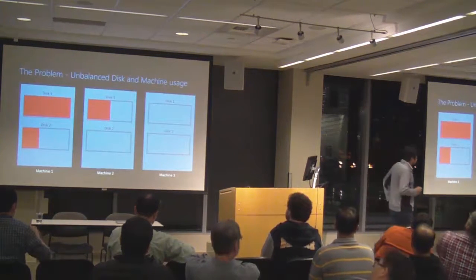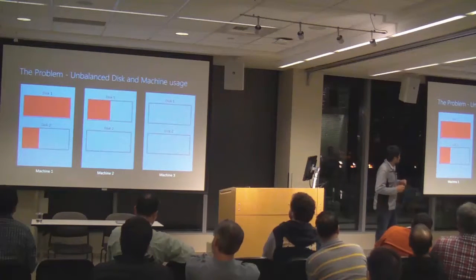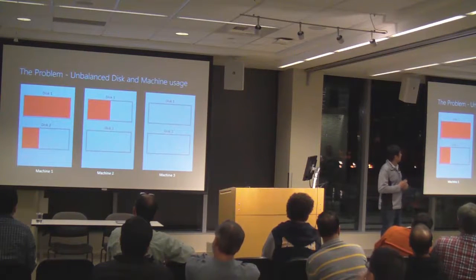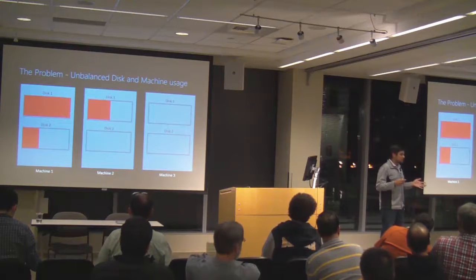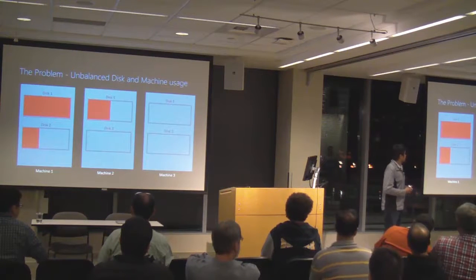All right, let's take this example. We have 3 machines in our cluster, and each machine has 2 disks, and the red color shows how much of the disk is utilized. By utilization, I don't mean how much space utilization. It's more of the bandwidth utilization, the MBPS that the disk can take.